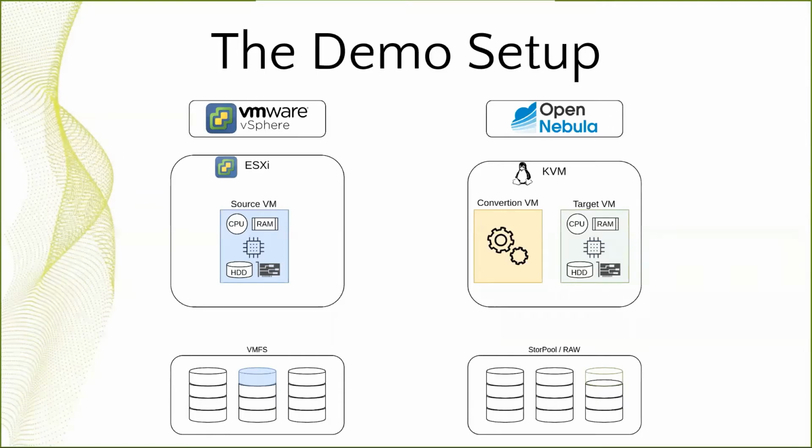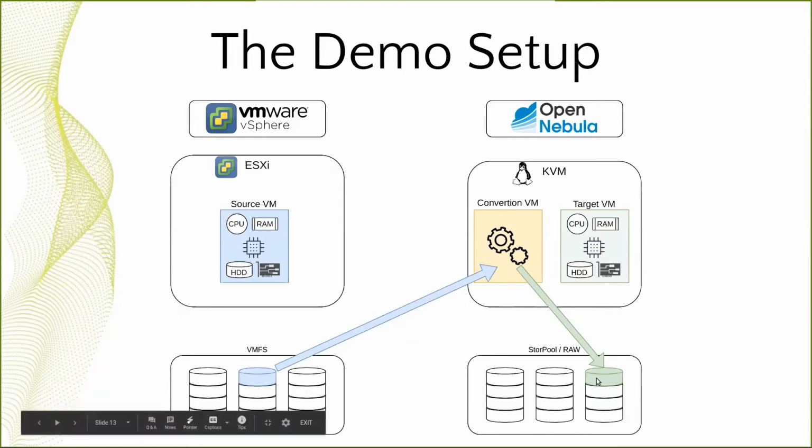This virtual machine has access to the source and target storage systems. To the source system, it has access through the ESXi, and we will do all the migration tasks from this conversion VM. When we transfer the content of the images, we will disconnect the destination or target image from the conversion VM and attach it to the target VM, and we'll start the target VM.